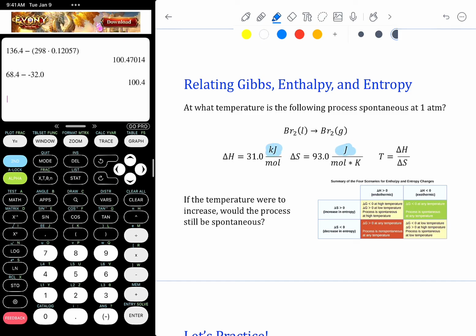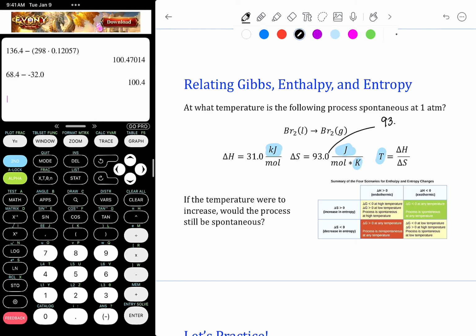It doesn't matter which units we change. We could change delta S to kilojoules, we could change delta H to joules. It doesn't matter. That energy unit is going to cancel out anyways because we're looking for a temperature in Kelvin. So as long as those energy units are the same for both H and S, it doesn't matter which one you convert. Now I want you to get in the habit of converting delta S, so let's take delta S and let's convert that, just so that we're continuing to get in that habit.